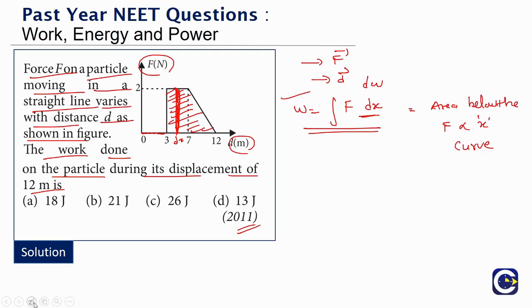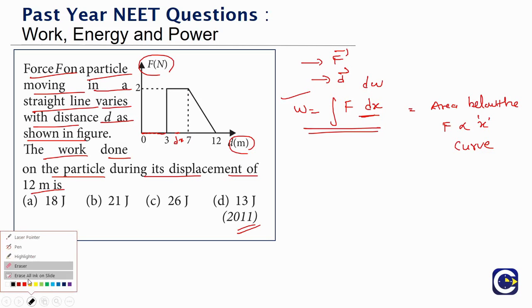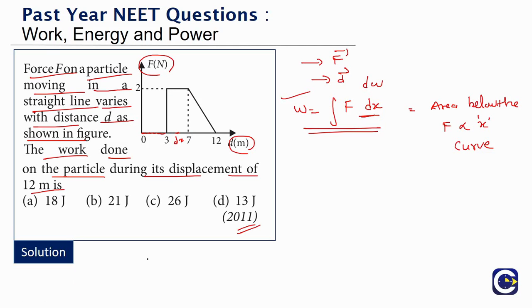One is a rectangle, other will be a triangle. So in fact the demarcation is given there itself. It makes our job a little bit easier. So we'll see that there are two parts to the area, area 1 and area 2. So part 1, what will be the area? It's a rectangle with a width, we can say 4 meters, and height is 2 newtons.